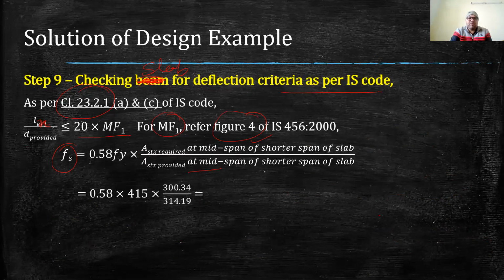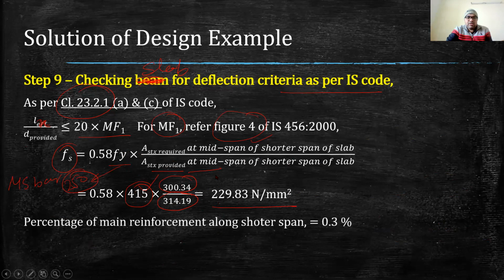So here, putting in the values, that is ASTX required divided by ASTX provided, and the Fy value is dependent on the grade of steel. We are using HYSD bar. For the HYSD bar, the value is 415. By chance, if we are using MS bars, the Fy value will be 250. So in our case, it will be 415. Calculating it, we get the value of Fs as 229.83 Newton per mm square. Percentage of main reinforcement along the shorter span will be 0.3%.